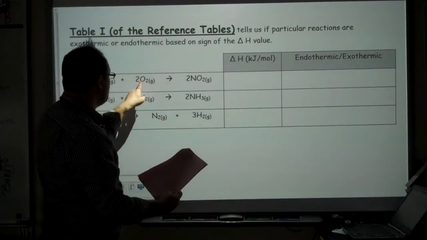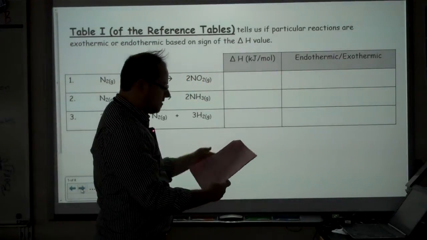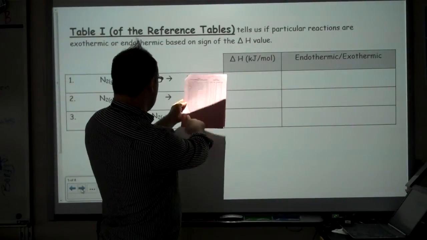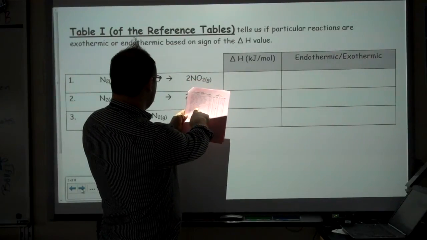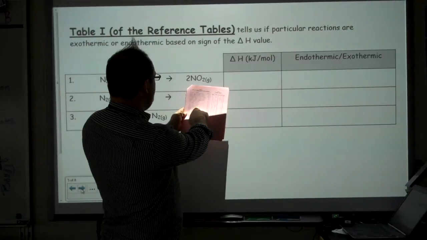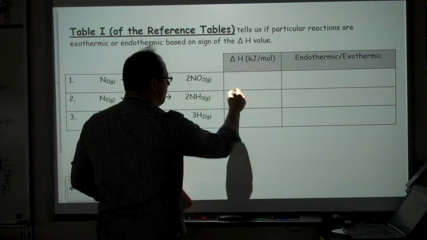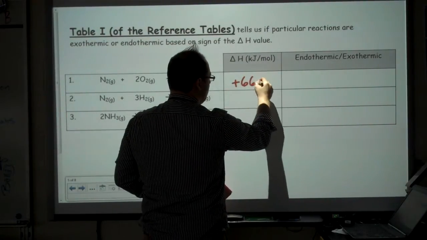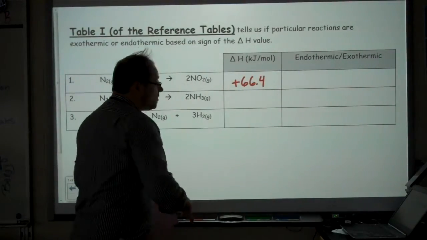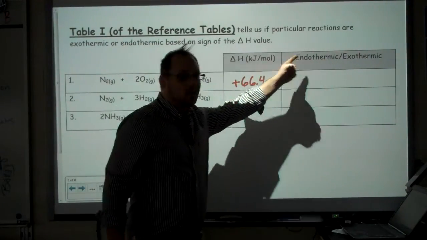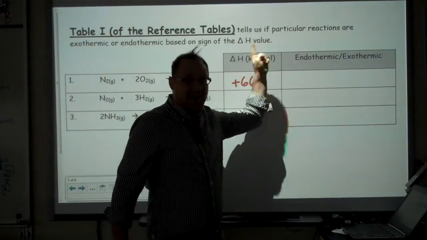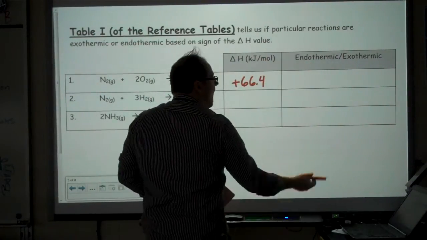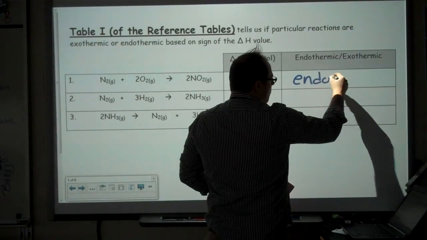I see N2 plus 2O2 makes 2NO2 gas. So I'm just going to find that reaction here. N2 gas plus O2 gas makes 2NO2 gas. There it is. And it says it's positive 66.4 kilojoules per mole. So in order to determine endo or exo, all I've got to look at is the sign out front. If the sign is positive, heat is entering, so that's endothermic.